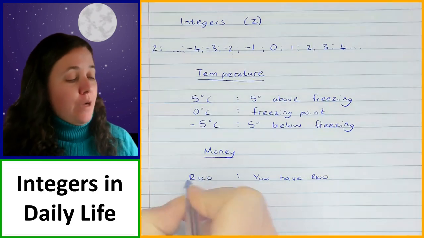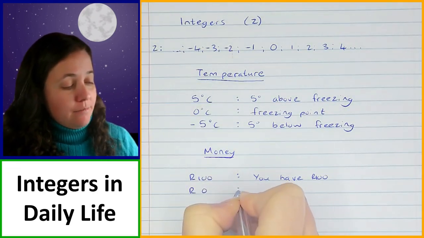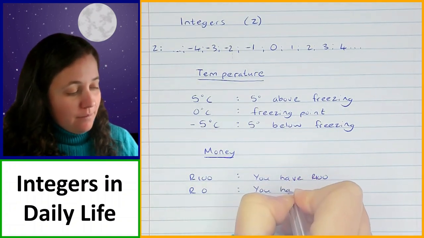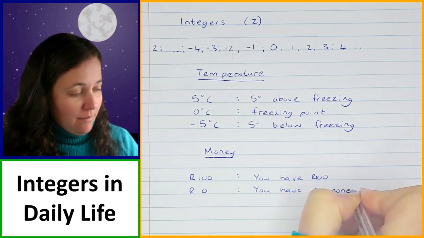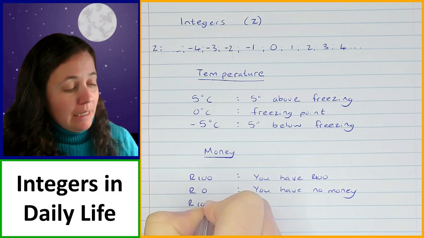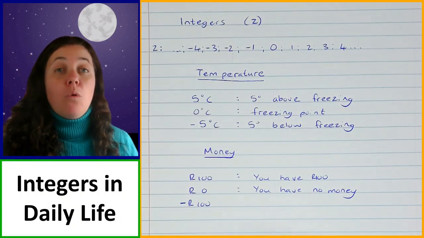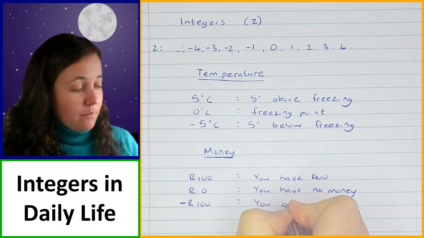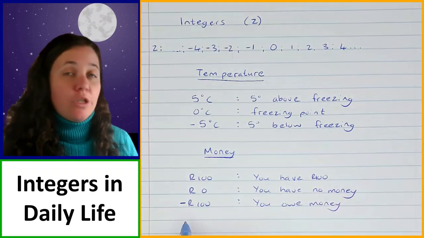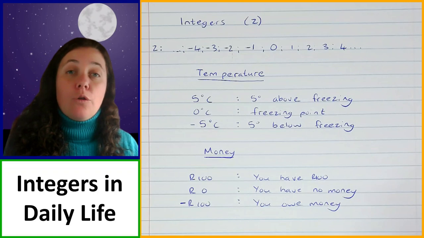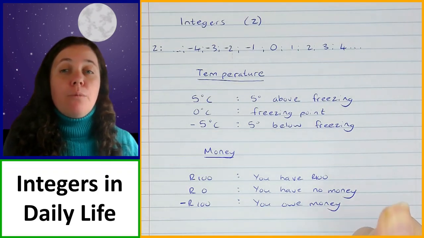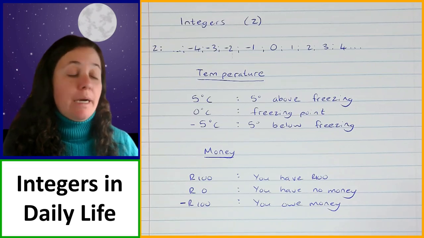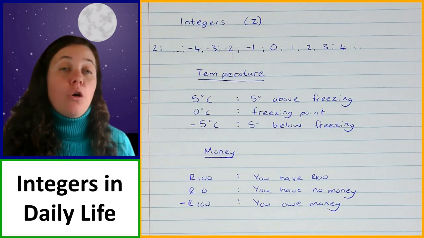Okay, if you have a balance of 0 rand, what that means is you're broke. You have no money. Okay, but if you have a bank balance of negative 100 rand, what that means is you owe the bank money. Okay, so in other words, you bought something on credit. You used overdraft and you bought something with money that you didn't actually have when you were buying. You didn't have enough money to actually pay for what you were buying. So you borrowed money from the bank and now you owe that money back to the bank.